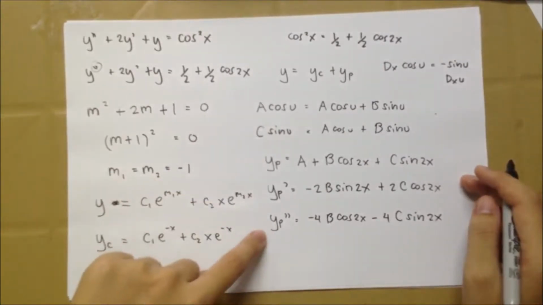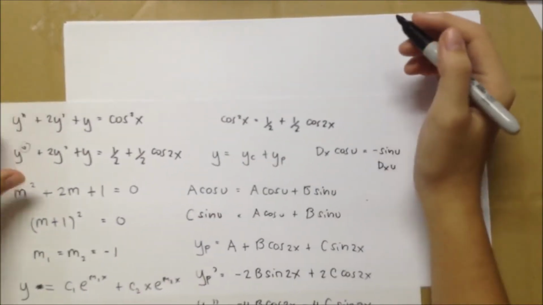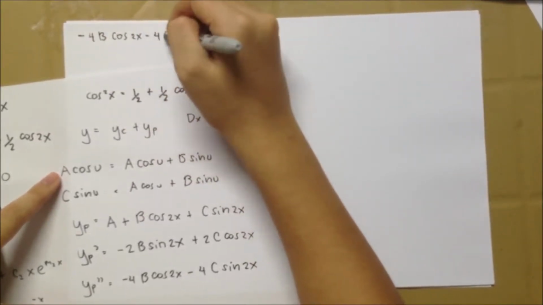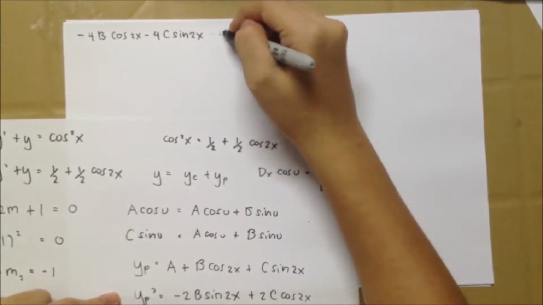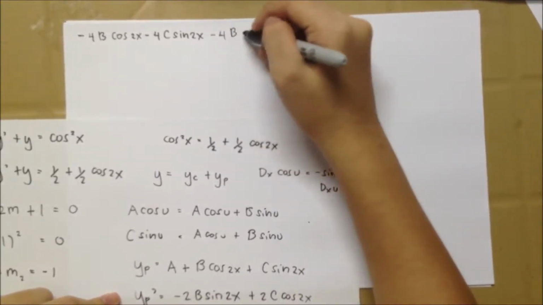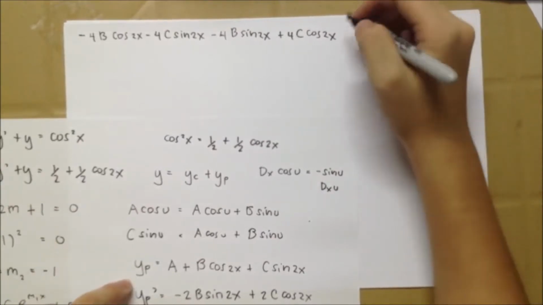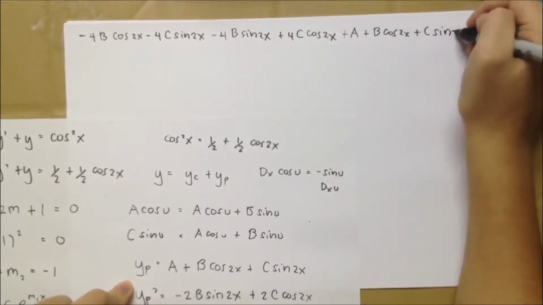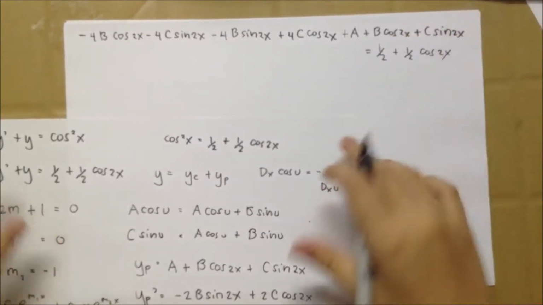Now after getting this, I am going to substitute this here. So I have y double prime, which is negative 4b cosine of 2x minus 4c sine of 2x, plus 2 times our yp prime, so I have negative 4b sine of 2x plus 4c cosine of 2x, plus our yp, which is a plus b cosine of 2x plus c sine of 2x, and we are going to equate this with 1/2 plus 1/2 cosine of 2x.